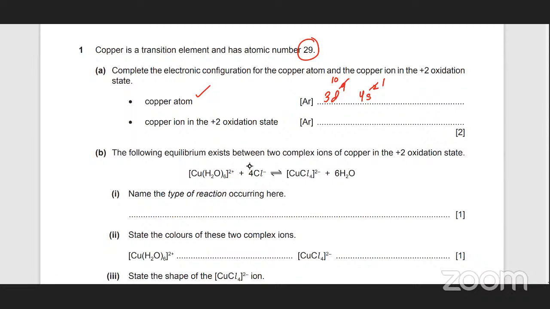Of a +2, electrons are always lost from the outermost shell. Okay? So an electron would be lost from the 4s. So the 4s would be 0. And 1 electron would be lost from the 3D. So there would be 9 electrons over here. तो ये +2 उसकी oxidation state है.